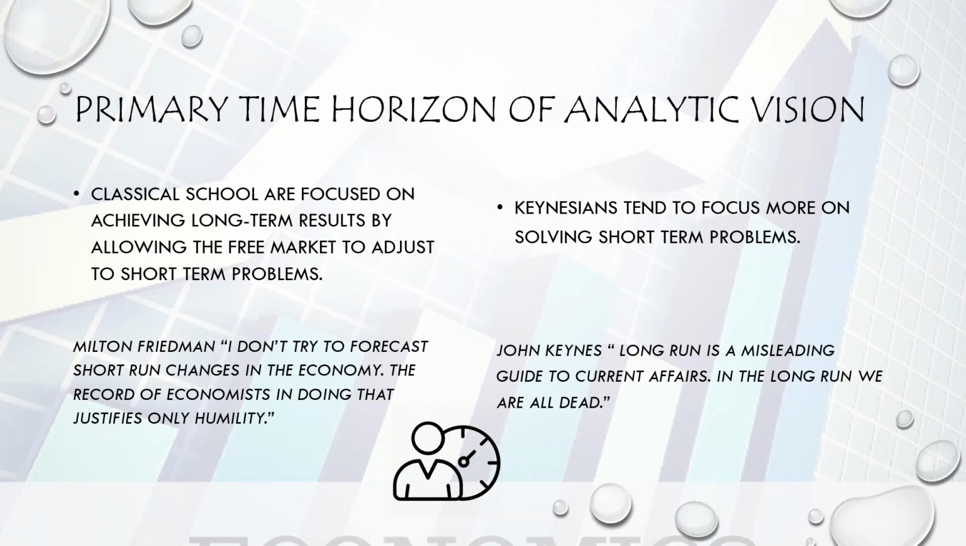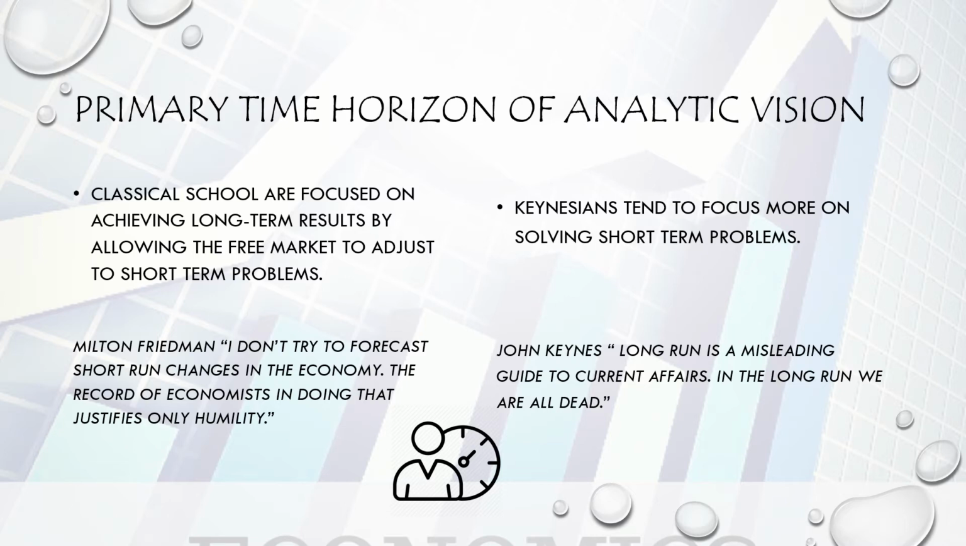Now we have arrived at the most interesting part of the video, which is discussing a few differences between these two schools. I gave a brief overview of these two schools because I want you to be a little familiar with the information you'll be seeing. So the first difference is the primary time horizon of analytical vision. This simply states the time frame in which these two schools analyze the economy.